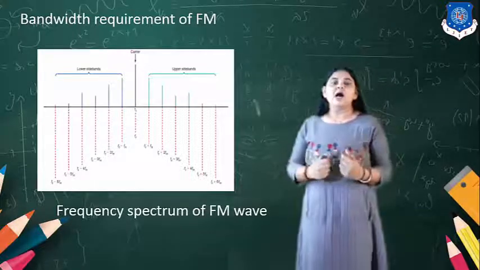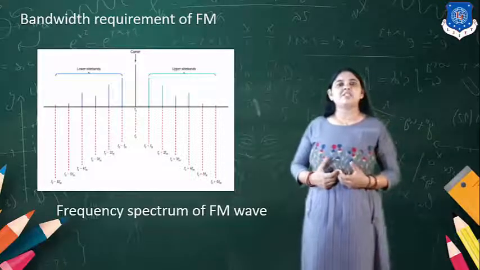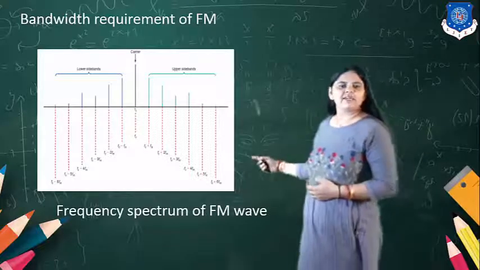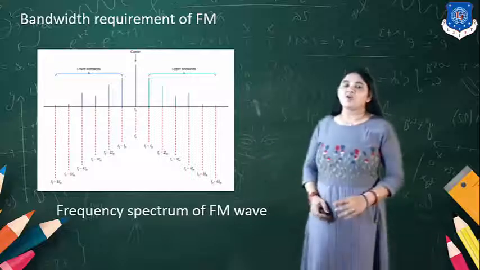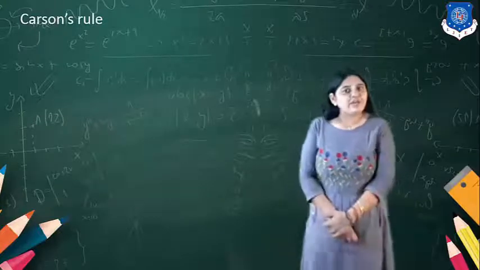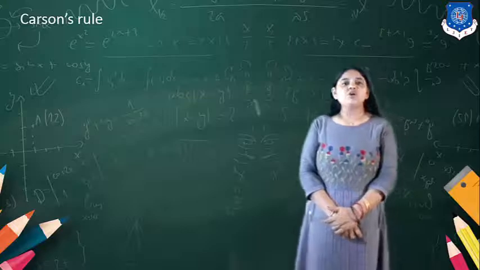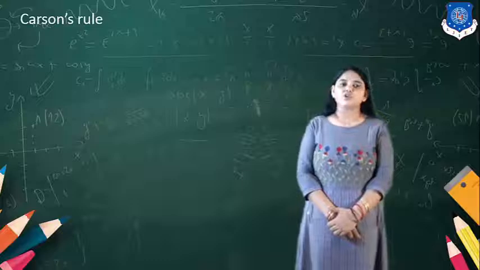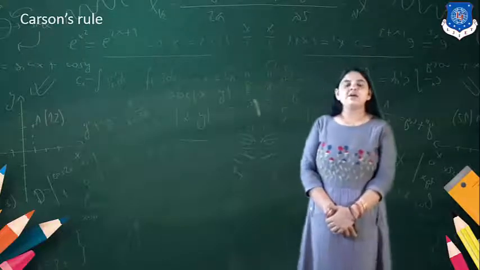Similarly, how can we find the bandwidth? We can find the bandwidth by considering the highest frequency band among those frequencies mentioned. Now the FM wave consists of infinite sidebands, so to find the bandwidth we can use the rule known as Carson's rule, which was developed by Carson.